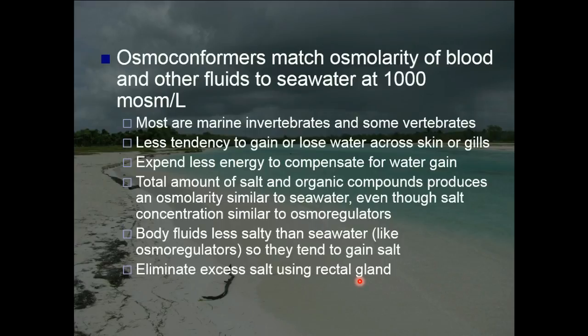Now, they may still have ion concentrations that are similar to those of osmoregulators. What these fish are doing is allowing their osmotic pressure to change, but they do so without changing the concentrations of specific solutes such as sodium chloride and potassium, which are critical for the functioning of so many processes, as mentioned earlier. Now, the body fluids tend to be less salty than seawater, so they tend to gain salt. Well, they still have to regulate the salt, and they do so usually by using a rectal gland. Now, sharks do that, by the way, as well.